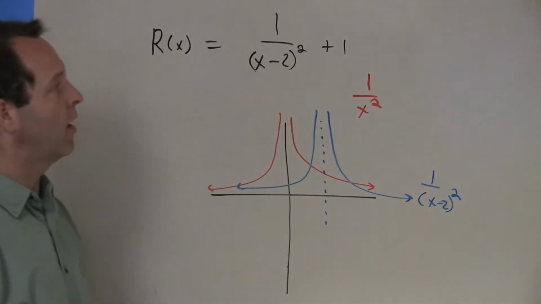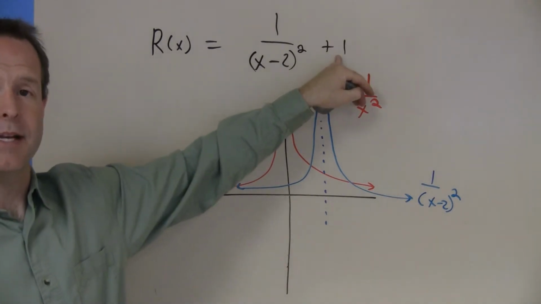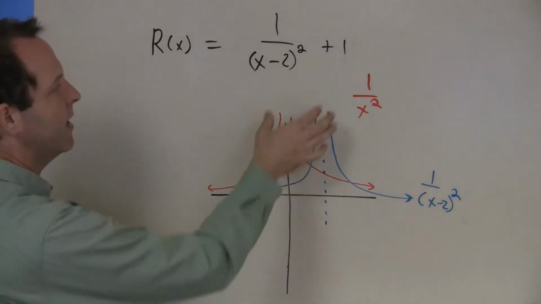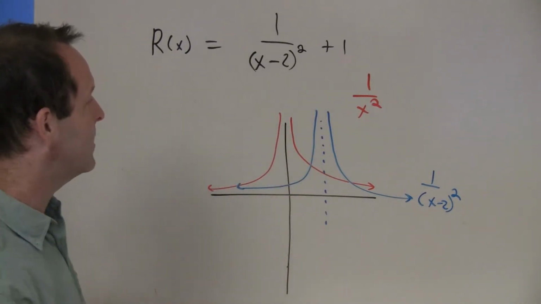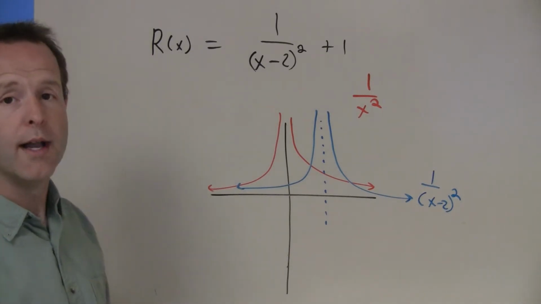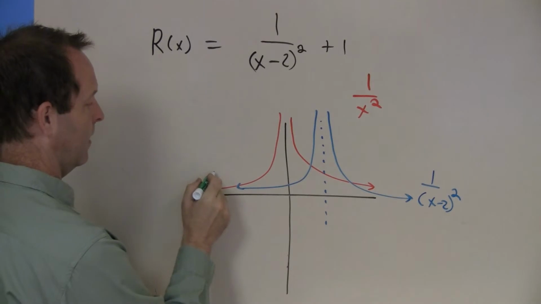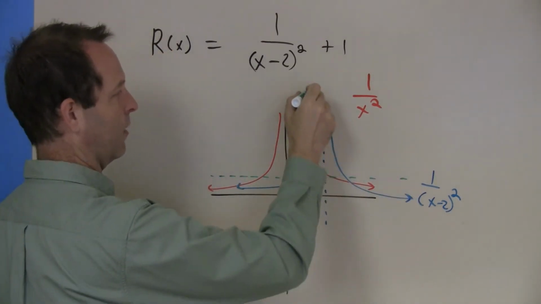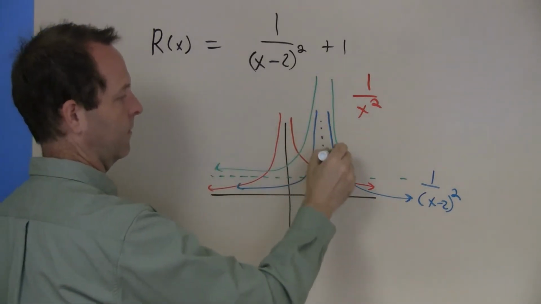Then the last thing I see on this is that 1 is being added to this entire function. So what does that 1 do? What that 1 does is take the entire graph and lift it up or down. In this case, it's lifting it up 1. So instead of approaching this axis, I'm going to put in another axis 1 spot up, and the graph is going to approach that one.